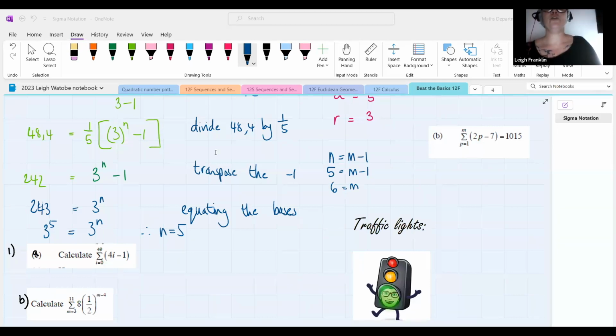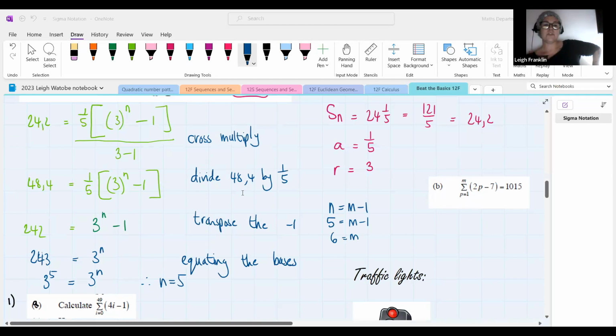Okay, so no, Gugu, did you understand? You following me now? Because remember, when you're transposing that 1, you're going to add 1 to both sides. n represents the number of terms. The number of terms for this pattern is m minus 1. So if m minus 1 equals 5, m would be equal to 6. Okay, I think you've got it now. So we just needed to finish that bit off.